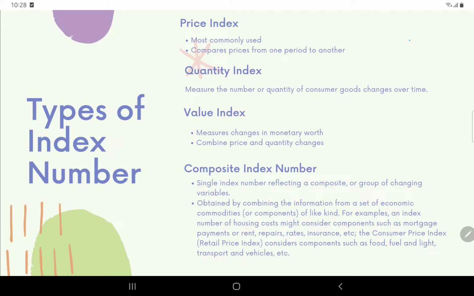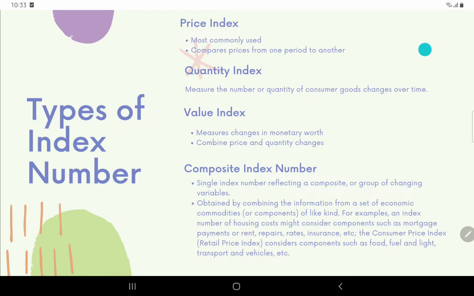Secondly, the quantity index. Okay, the quantity index is the percentage change in quantities in a given period with respect to the quantities of the same item, or item in the base year. Okay, the third one is value index. Value index is the percentage of change in price and quantities of an item or a group of items in a given period with respect to the price and quantities of the same item.